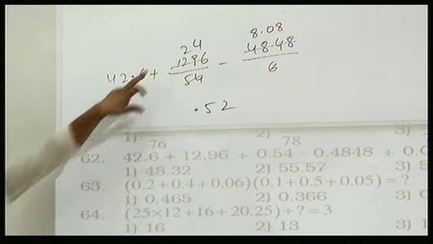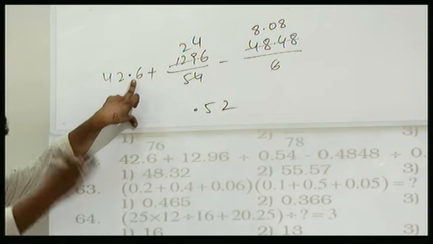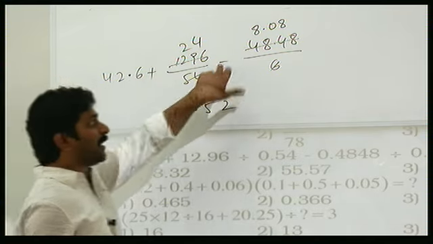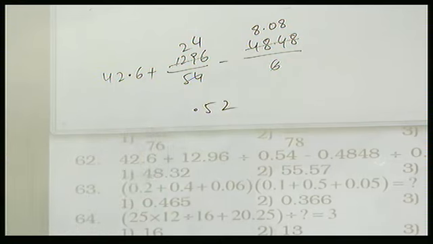This is a perfect integer. The number after decimal is 0.6. You can write as 0.60. 0.60 minus 0.08 ends with 0.52. There is only one option, fifth option.